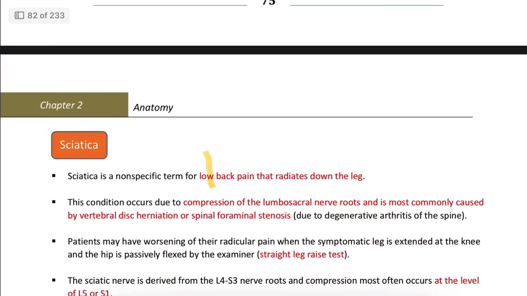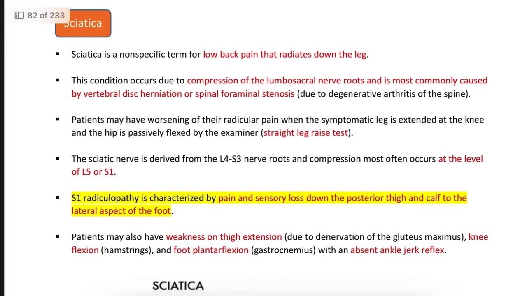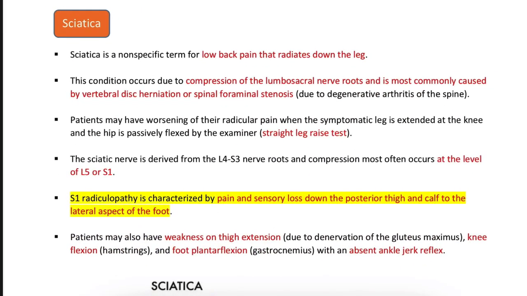Next, sciatica. What is sciatica? Sciatica is a non-specific term used to describe radiating pain from the lower back down the leg, typically following the path of the sciatic nerve. It seems like lumbosacral radiculopathy, but sciatica is not a diagnosis itself. It's a symptom of underlying nerve root compression. So it's a symptom.